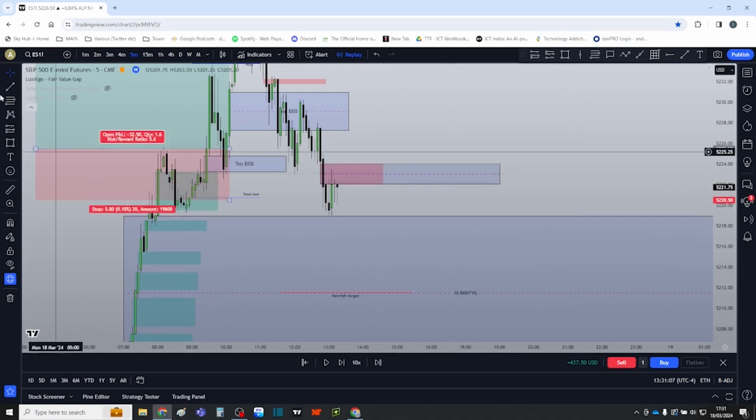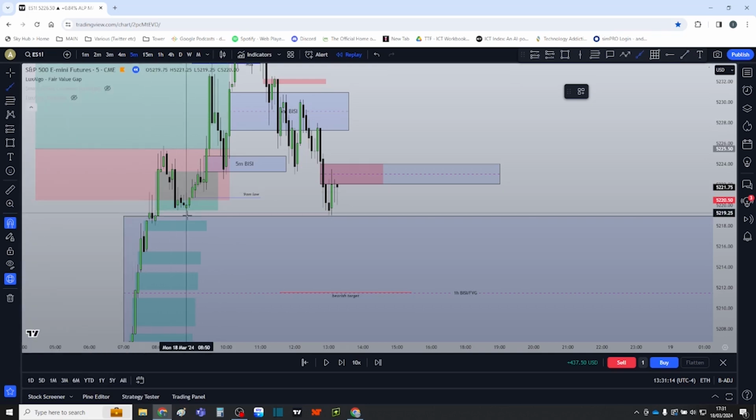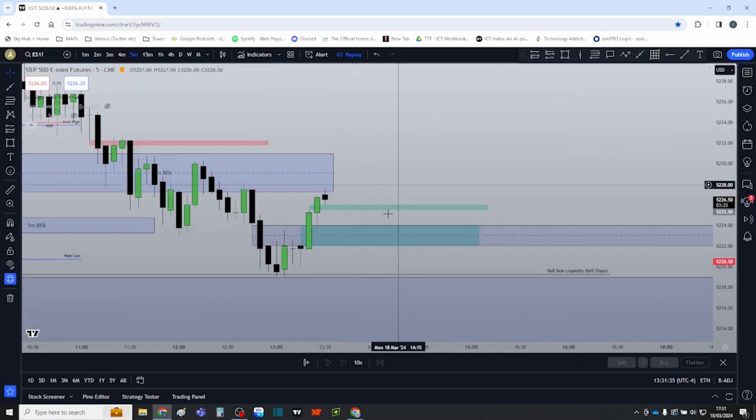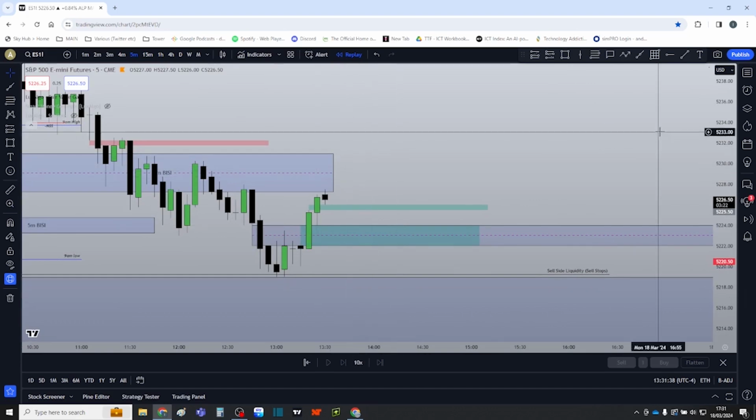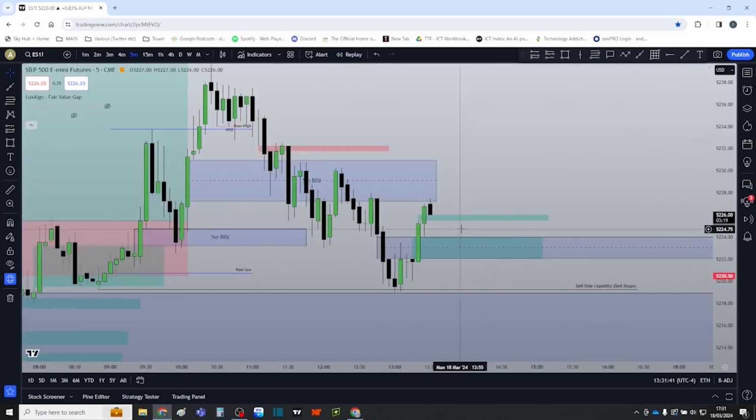Remember, we've just taken liquidity in the form of sell side liquidity right there. Mark that up. We may see reaction off those sell stops. So what price does with this fair value gap is important. And I believe we're all caught up.